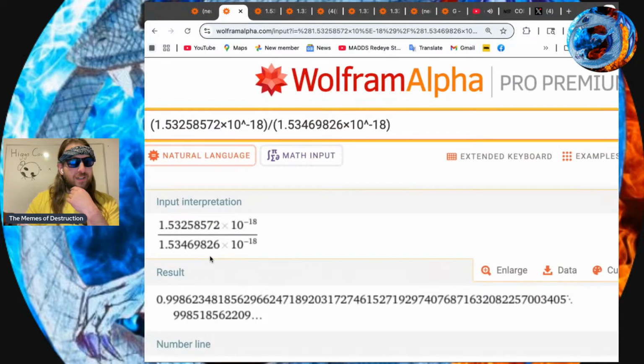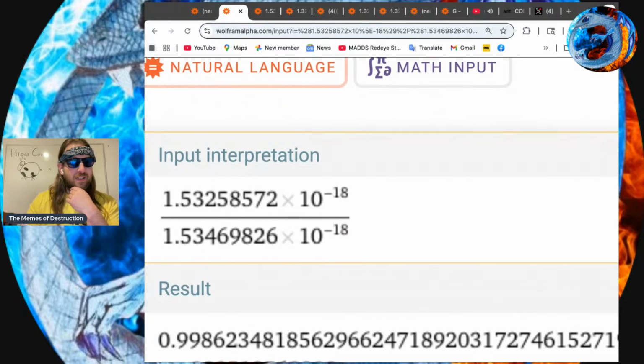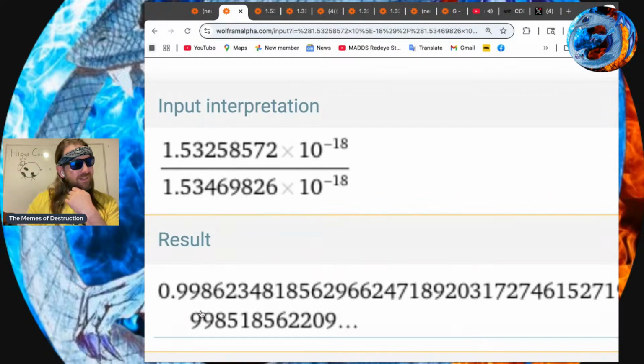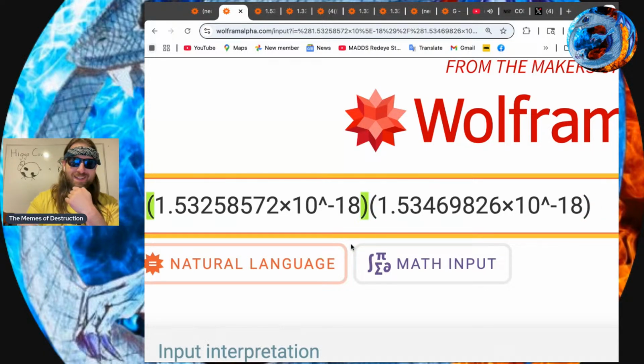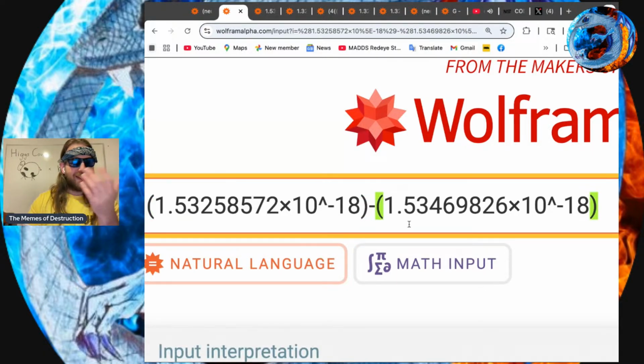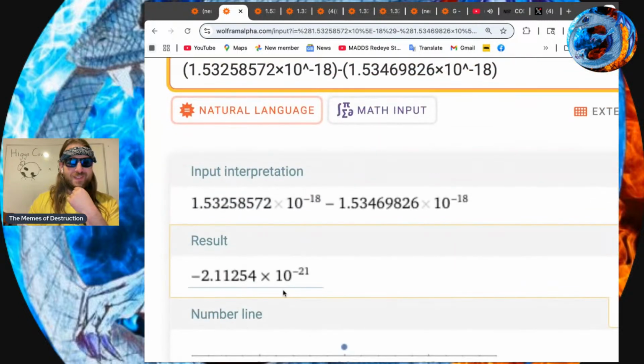Oh dear. Wait a second. It should be greater than 1, because the neutron's very slightly heavier than the proton. WTF, mate. Let's just subtract it. Similar terms. Okay, so there's a slight deviation around the 21st decimal place. Oh no. What the heck does this mean?